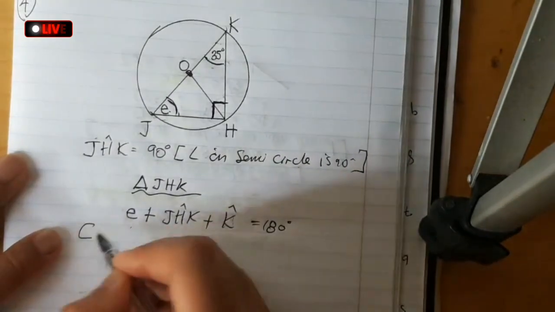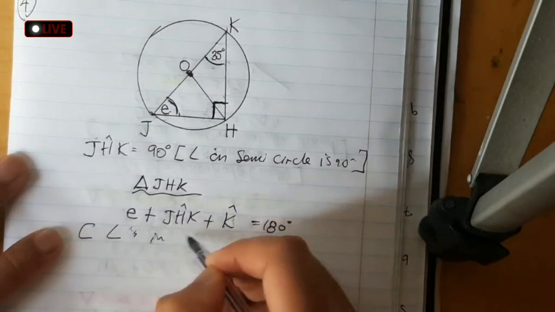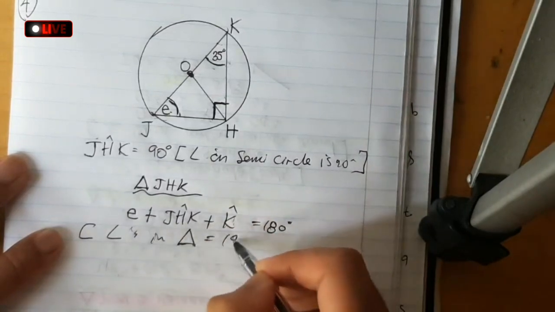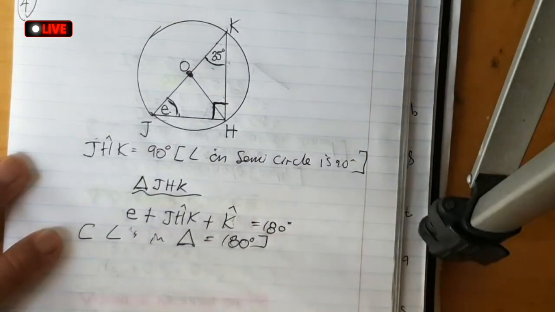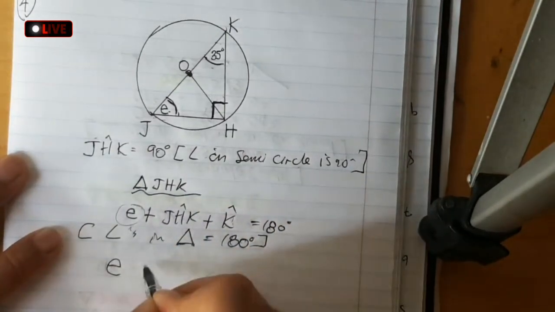So there's a theorem that says angles in a triangle, if we add them up, we get 180. So what is the value of E? We don't know. Just write it down.